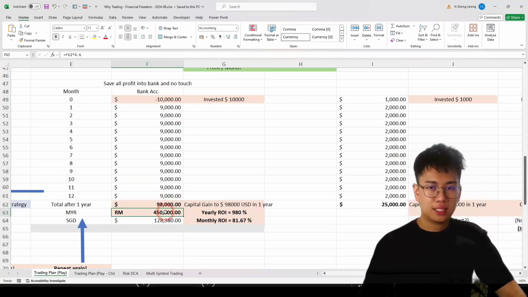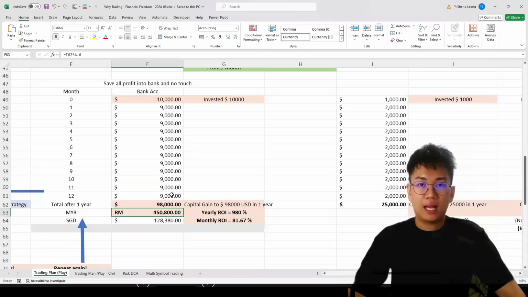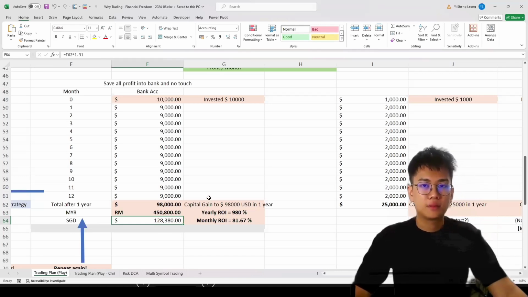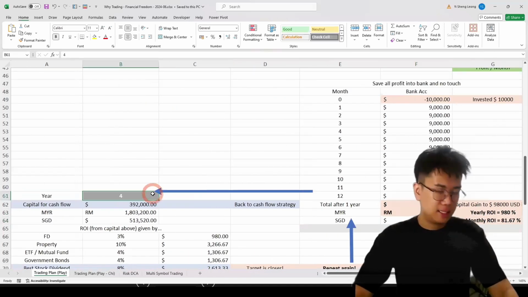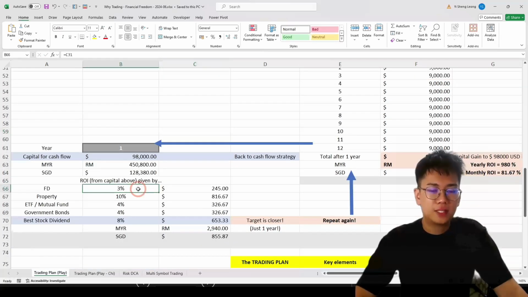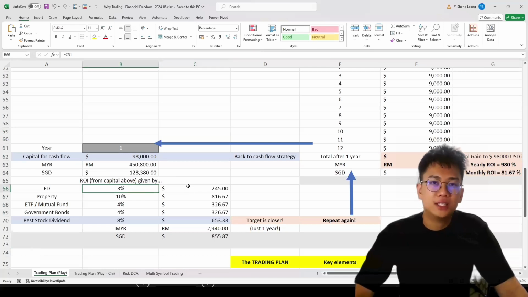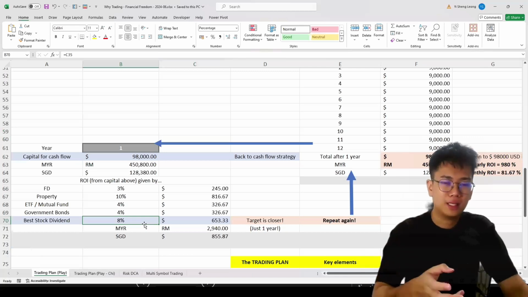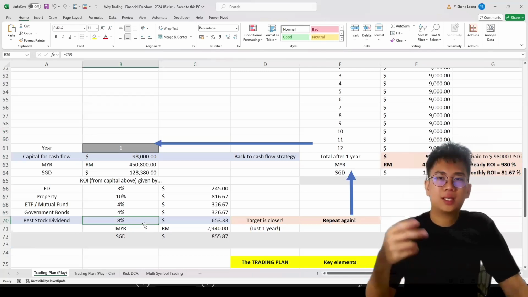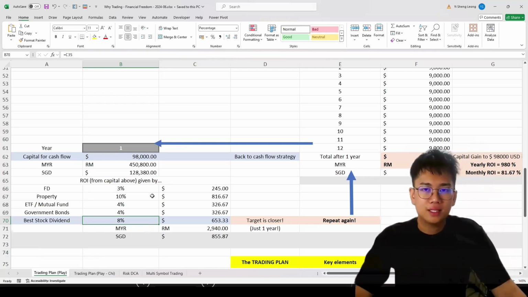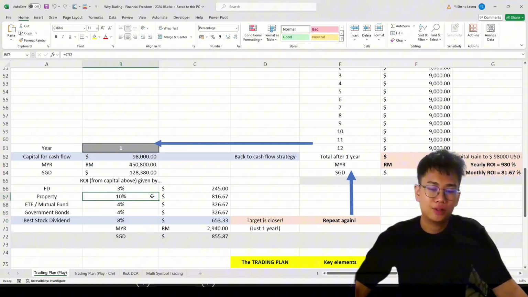In terms of ROI, back to ringgit, it's about 450,000 cash. Singapore dollar is about 128,000 cash. So what can you do with the money? You take the money and invest into other places. For example, you invest into a fixed deposit at 3%, or you invest into the best stocks, where you also can get 8%. Or you use the cash to buy property for your retirement, and at the same time collect rental or whatever extra money there. Whichever you like to do.